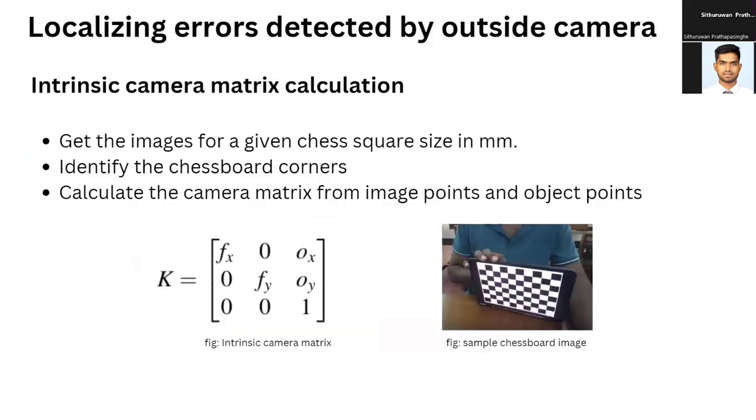Here is how we calculated the intrinsic camera matrix of the outside camera. It is essential when we get the relationship between the world coordinate system and the image pixel coordinates. As you see in this picture, by taking an image of a chessboard with certain dimensions, we can easily calculate this camera matrix in OpenCV. Next slide, please.